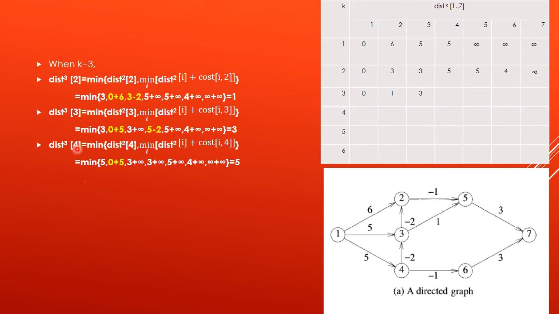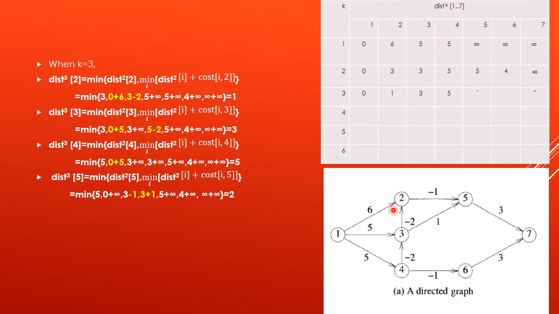Next, we'll find distance 3 of 4. 4 is connected only from 1 with the edge weight 5. So 1 has a previous distance 0 plus 5, and previous distance of node 4 is 5. So among this, minimum is 5. So that I have noted down here.